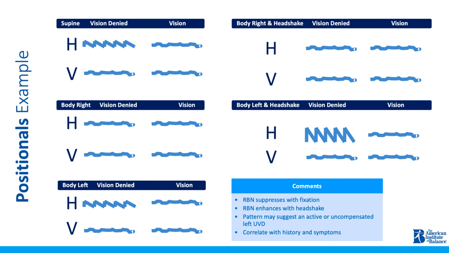When we add in the body lateral headshake, you can see that there is no post-headshake nystagmus in body right. However, there is a significantly enhanced nystagmus in body left. This is an example of why you should always complete both lateral body positions so you can compare both and nothing is overlooked. As always, this test should be compared to the patient's history, symptoms, and results from other tests in the battery.